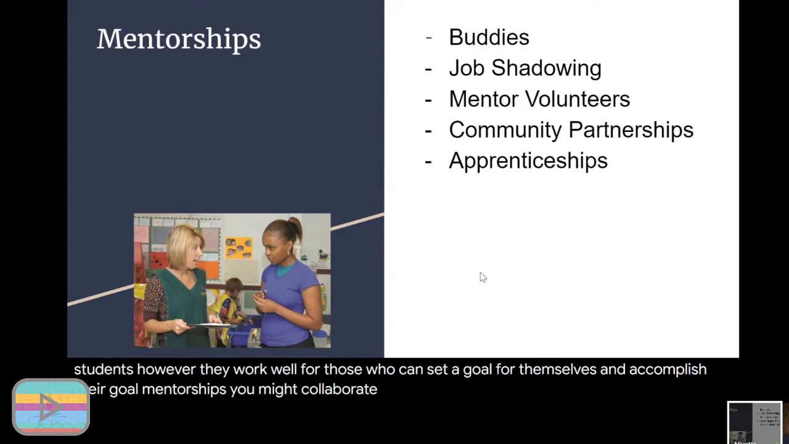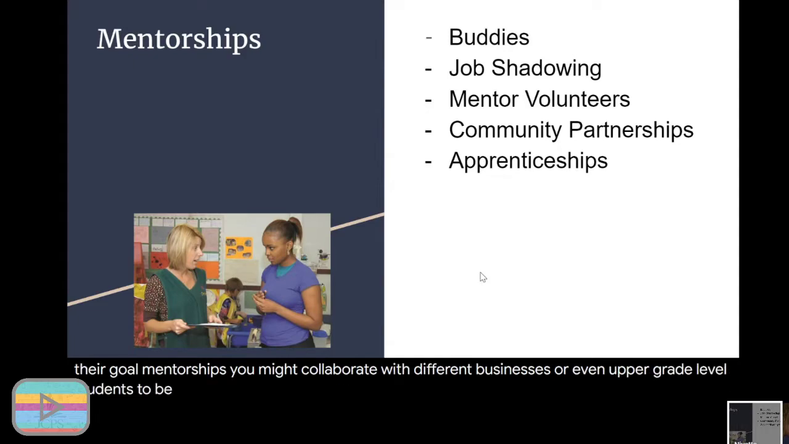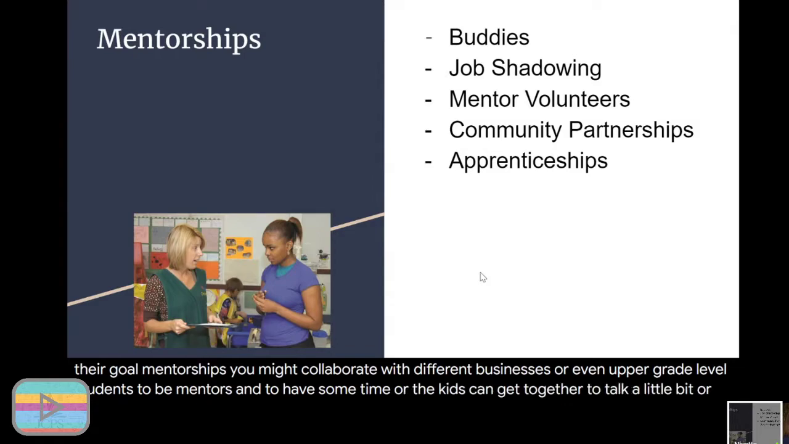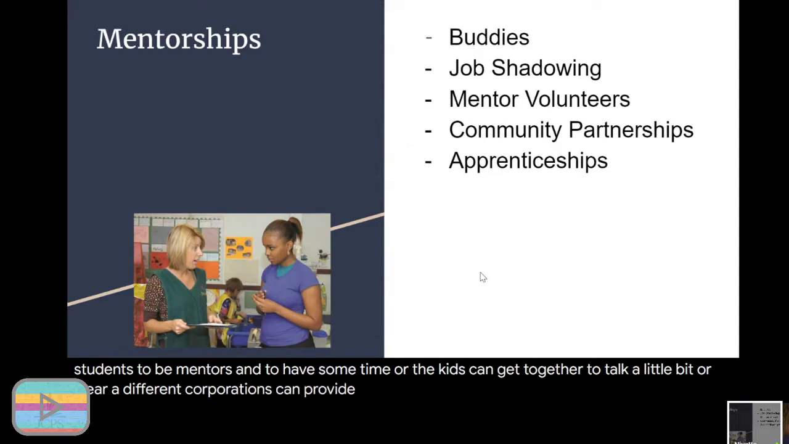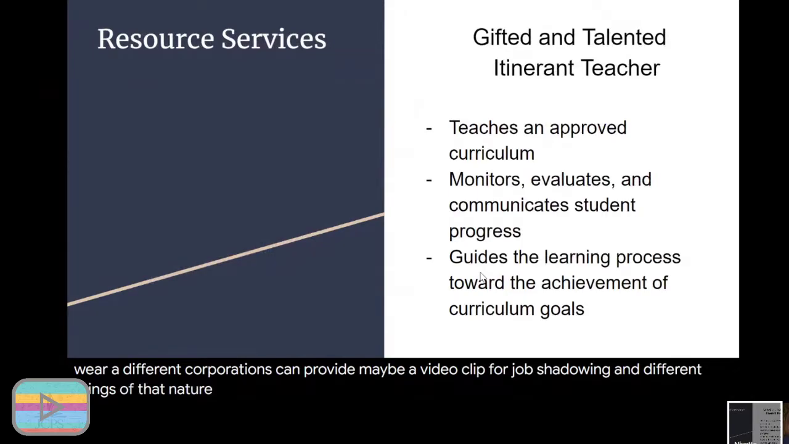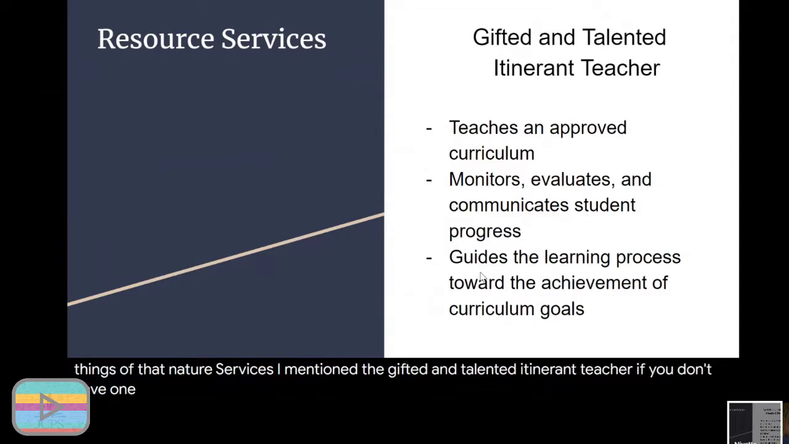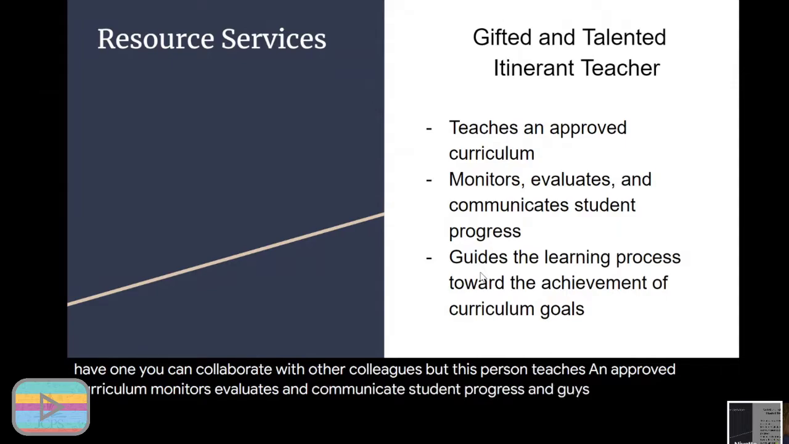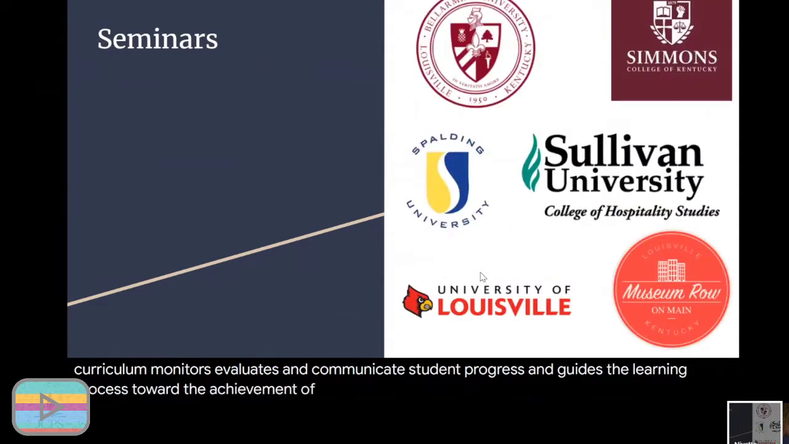Mentorships, you might collaborate with different businesses or even upper grade level students to be mentors and to have some time where the kids can get together to talk a little bit, or where different corporations can provide maybe a video clip for job shadowing and different things of that nature. Also, resource services. I mentioned the gifted and talented itinerant teacher. If you don't have one, you can collaborate with other colleagues, but this person teaches an approved curriculum, monitors, evaluates, and communicates student progress, and guides the learning process toward the achievement of curriculum goals.